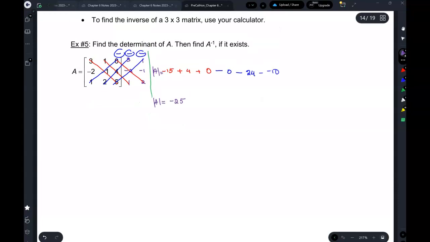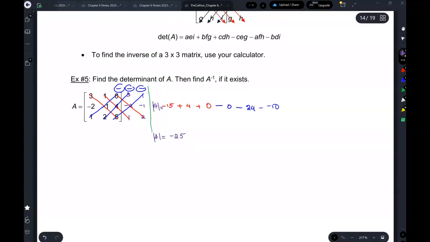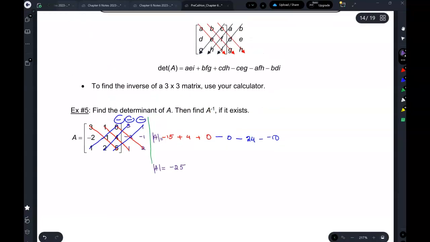Okay, now what about the inverse of a 3 by 3? It turns out finding the inverse of a 3 by 3 by hand is just a brutally annoying process. So we're not going to do that by hand.